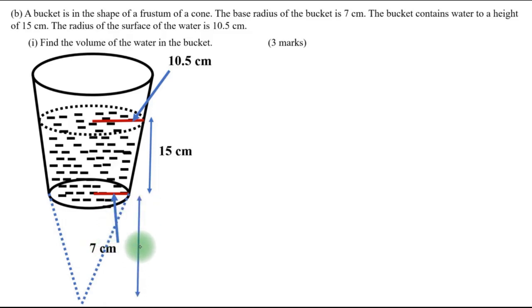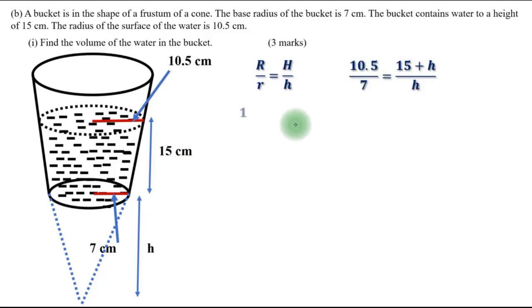And its height is h, small h. So remember similarity and enlargement. We compare the ratio of bigger cone over smaller cone, which will be equal to the ratio of the height of the bigger cone over the height of the smaller cone. So this will be capital R over small r equal to capital H over small h, whereby R is the radius of the bigger cone, small r is the radius of the smaller cone, capital H is the height of the bigger cone, which is 15 plus h, and then h is the height of the smaller cone. So this will be 10.5 over 7 equal to 15 plus h over h.